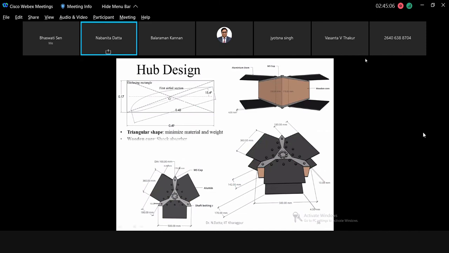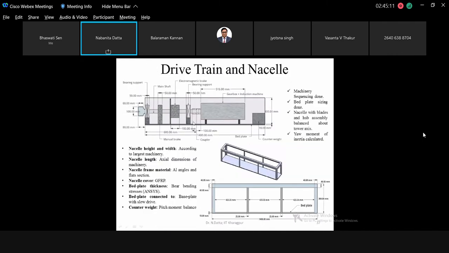Then the drivetrain. If you look at this picture, this is the main nacelle. We designed the blade, we designed the hub. Then after the hub, we have the main shaft running. The main shaft will have brakes so that overspeeding can be stopped. Then we have the gearbox and the induction machine. So this whole drivetrain with the machinery is housed inside the nacelle, and the nacelle sits on the top of the tower, which is able to rotate with changing wind direction.